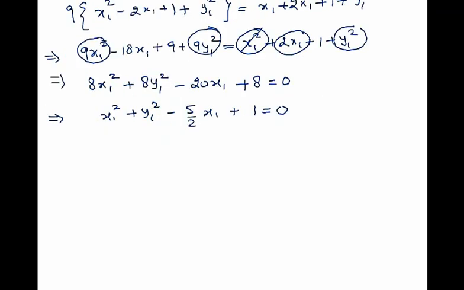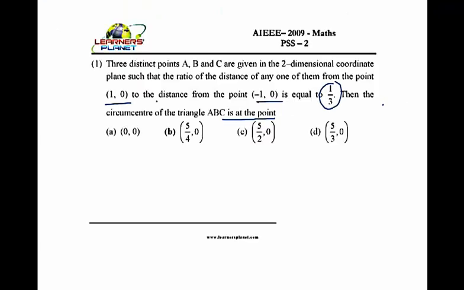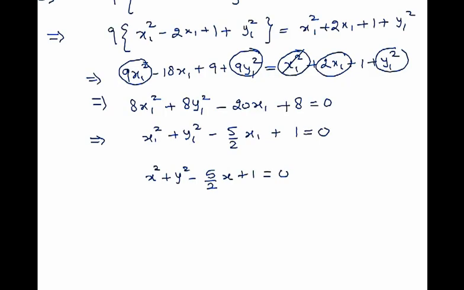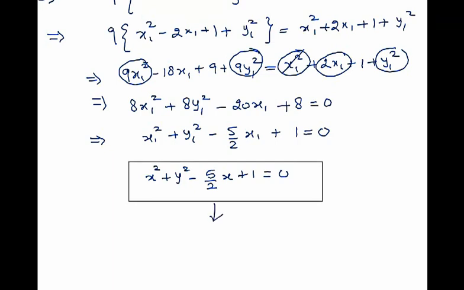So we can say that the point A is lying on the circle whose equation is x square plus y square minus 5 by 2 x plus 1 equal to 0. Similarly, in the question it has been given that any of the 3 points, whether it is A or B or C, so in a similar manner we can prove that the point B and C also lie on this same circle. Therefore, the circumcenter of the triangle formed by ABC will be nothing but the center of this circle.